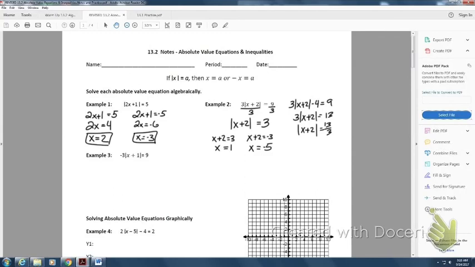So on example 3, Casey, what would I need to do on that one first? Divide by 3 or negative 3. Divide by negative 3.